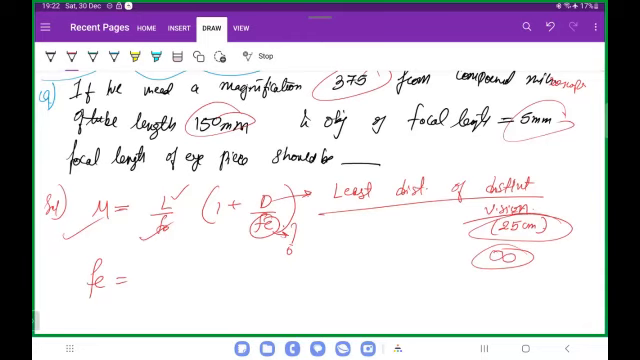Or make it quick. Sir, is it 22 millimeters or 2.2 centimeters? No, I have it in mm only, so keep it 22. Okay, 22 millimeters.